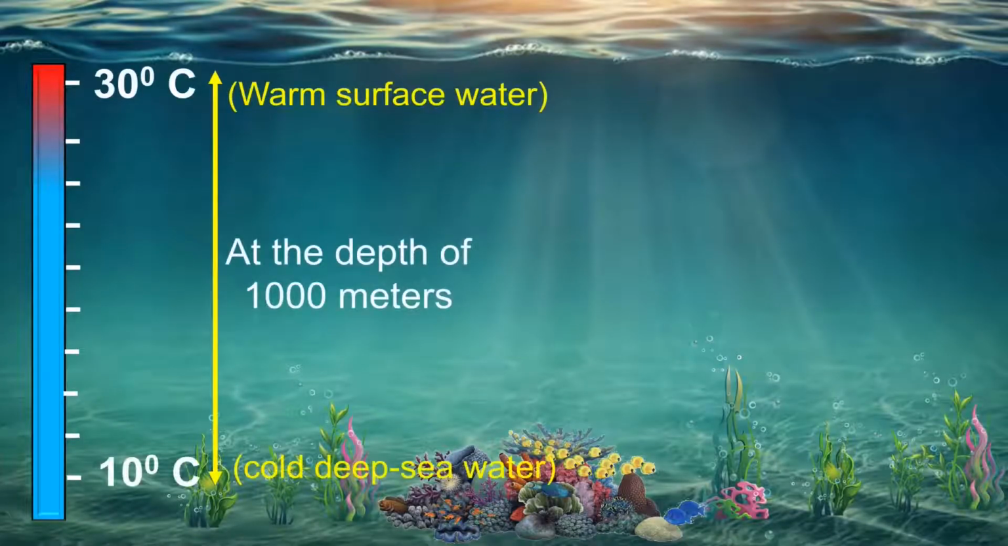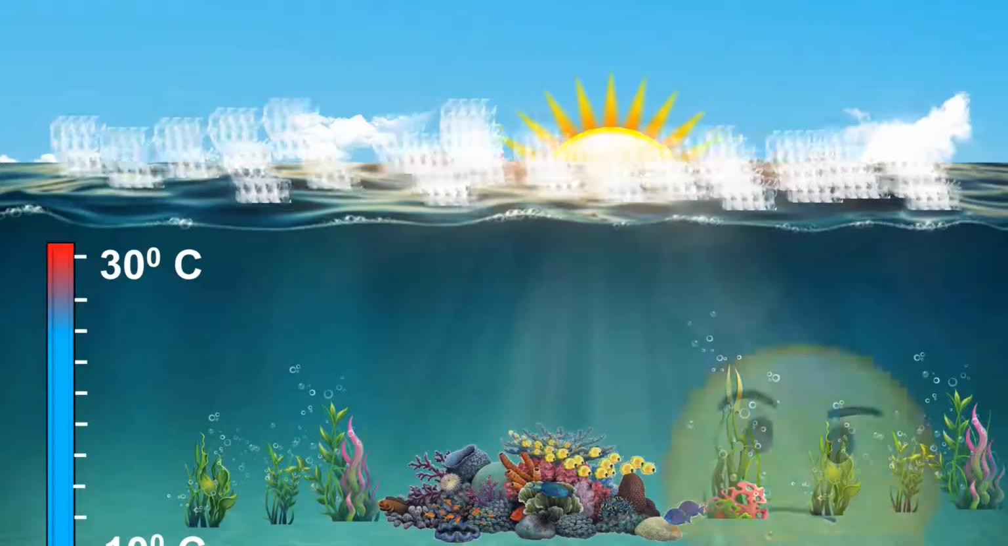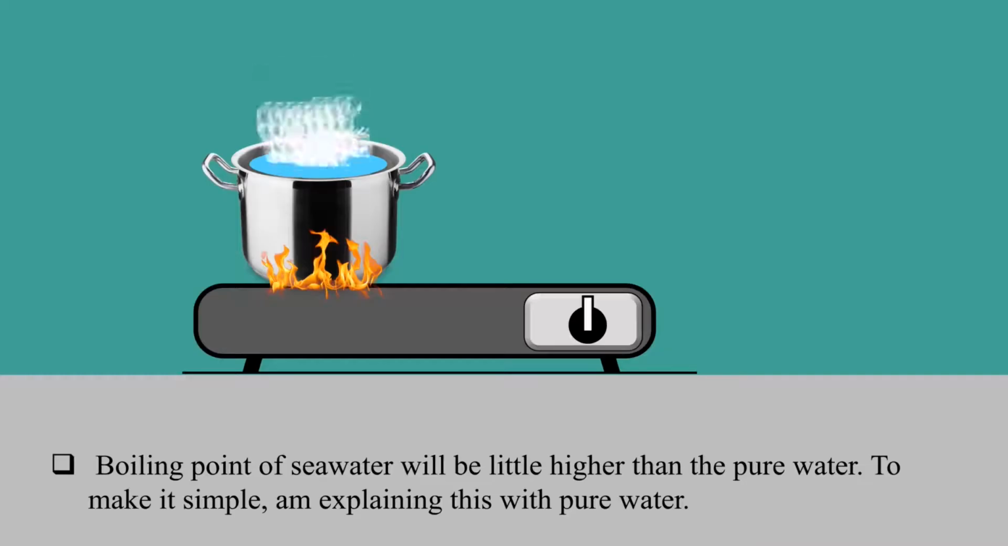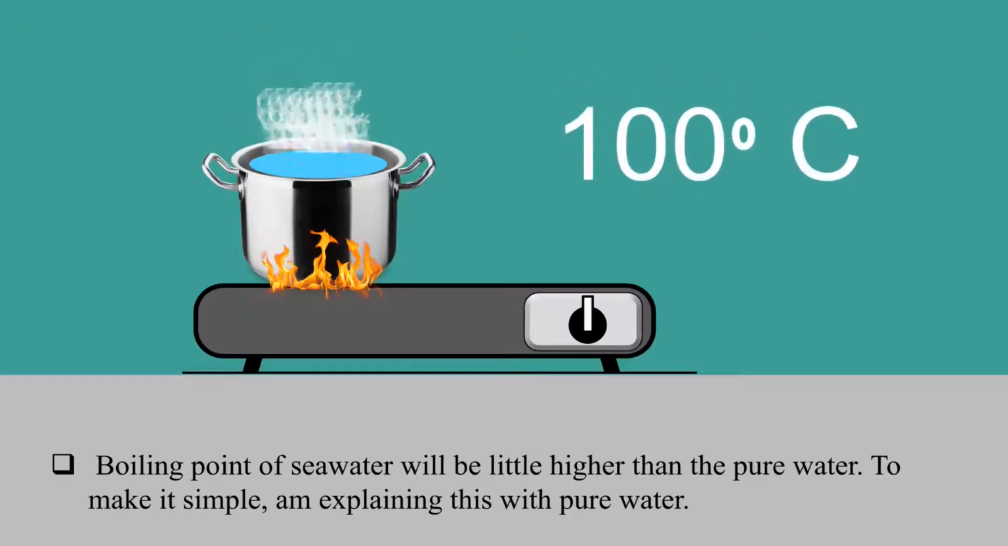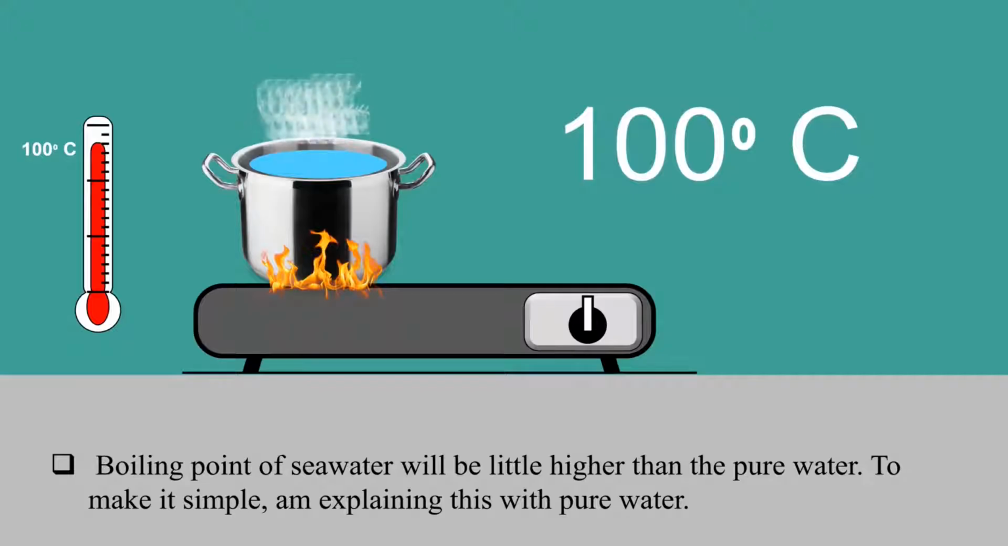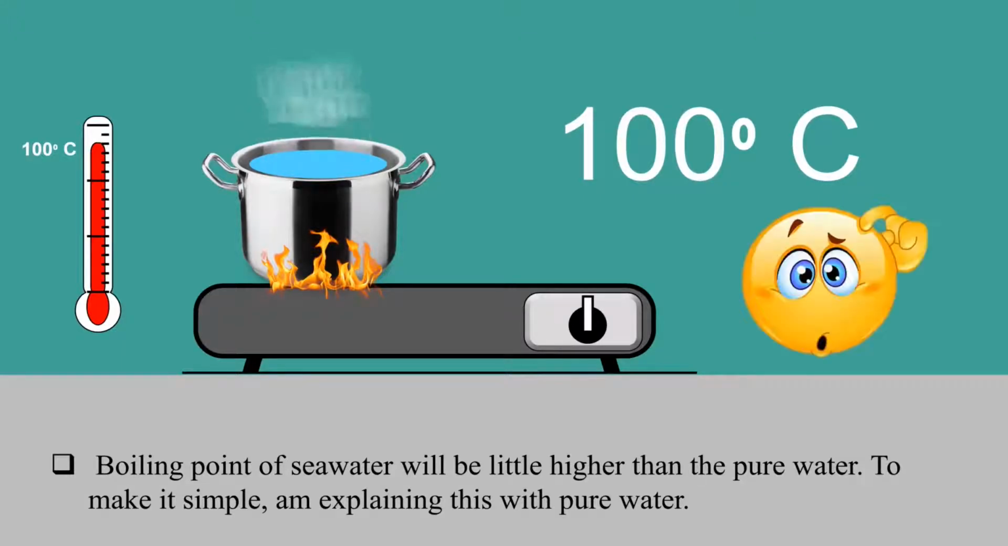Let's say the warm surface water is around 30 degrees Celsius. Can we produce steam at this temperature? We all know that the boiling point of water is 100 degrees Celsius. In other words, the water will turn to steam only at 100 degrees Celsius. But how can we produce steam with 30 degree warm water? Let me explain this interesting fact.